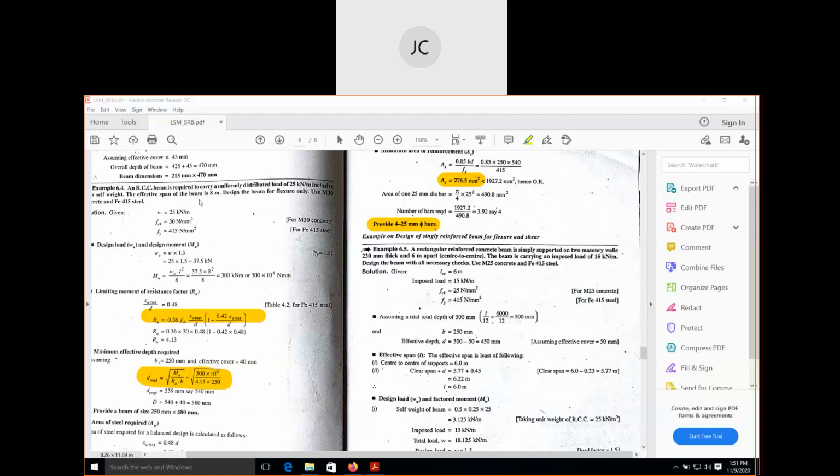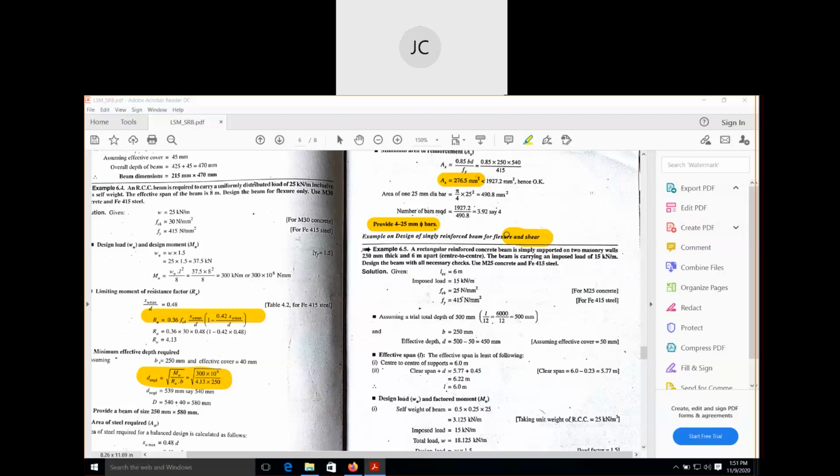Okay, so let us see example 6.5. Try to understand this 6.5 because this is the starting problem of this. In this problem, you have to use all the required clauses for designing a beam.